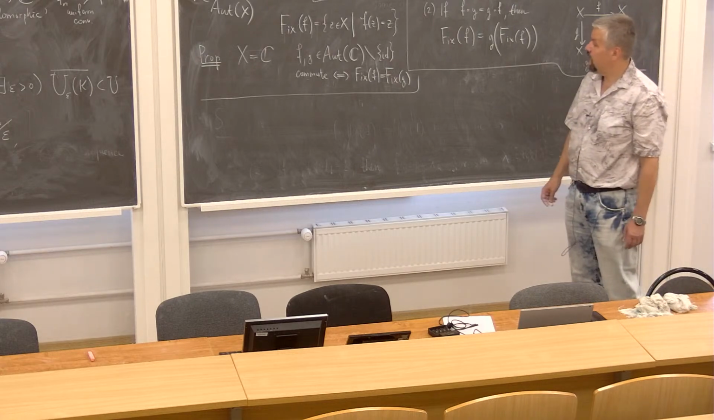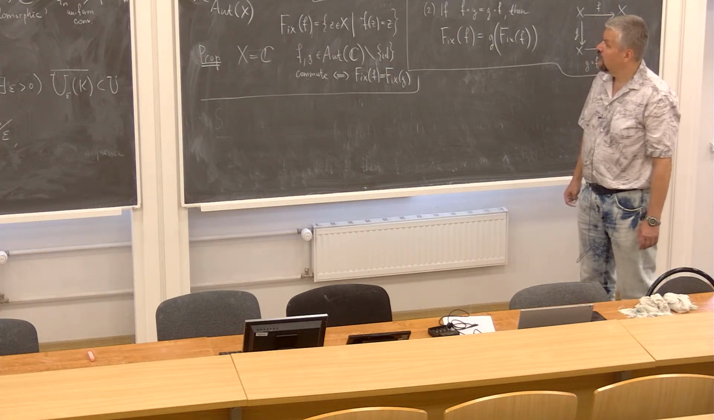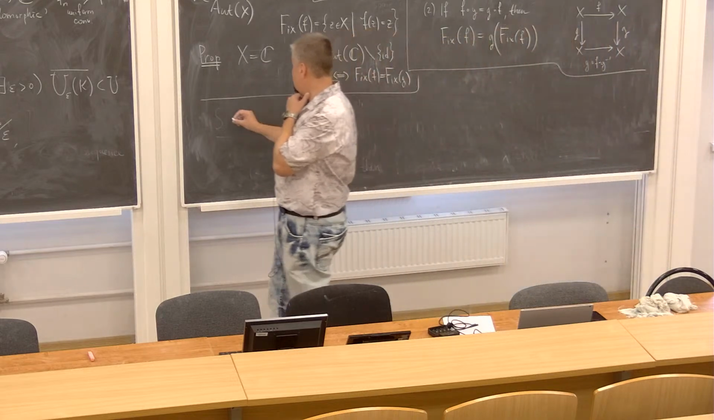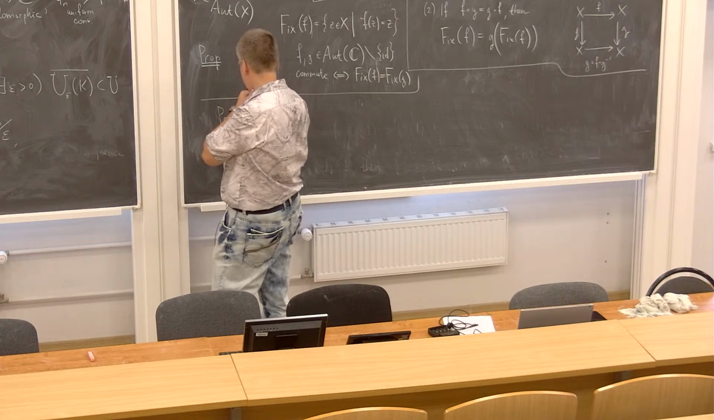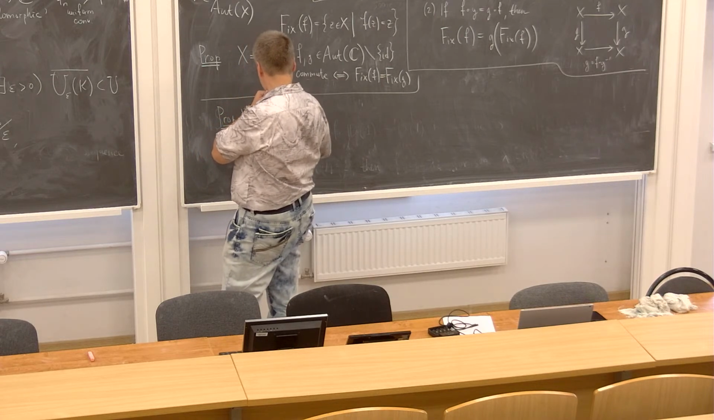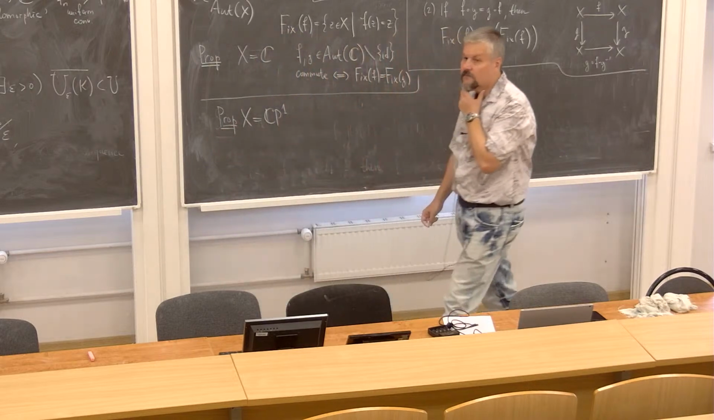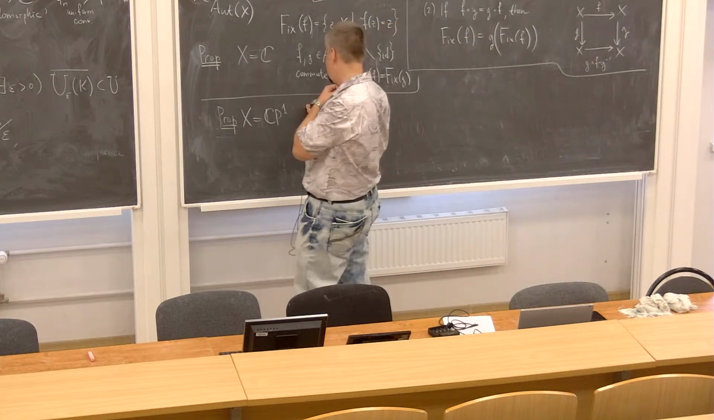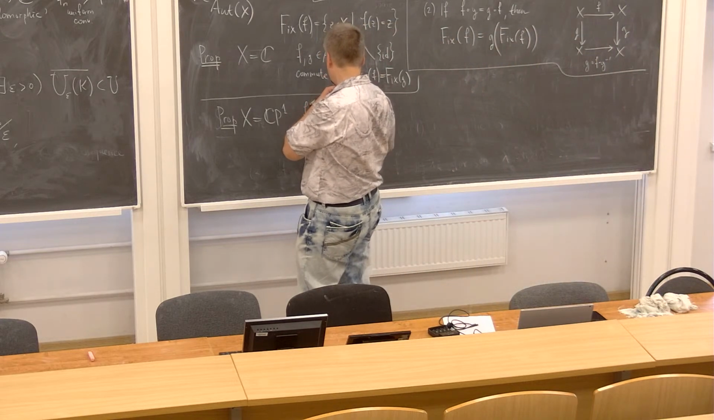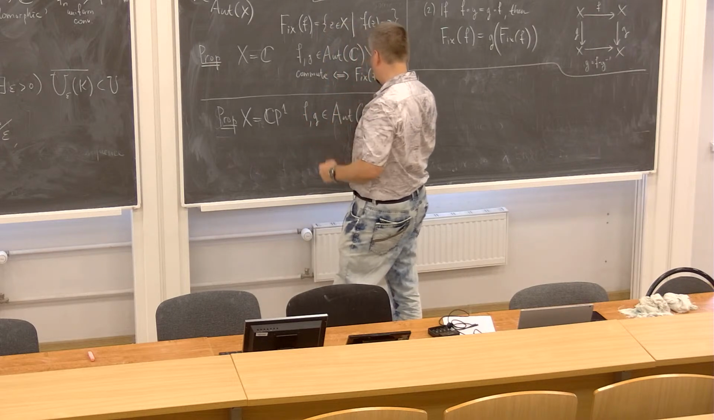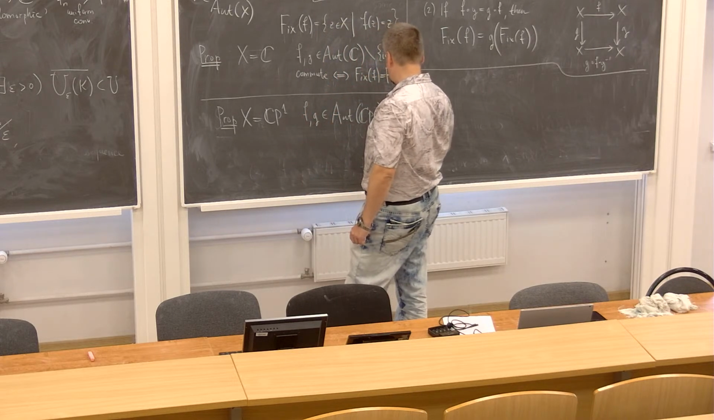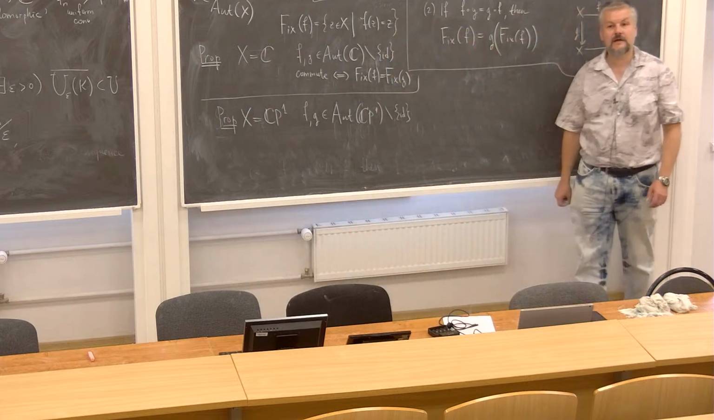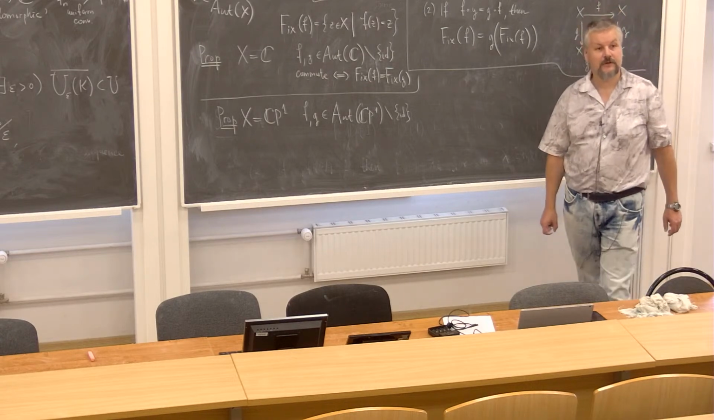Okay, let's consider the Riemann sphere. So this is another proposition. X is the Riemann sphere. In this case, again, we consider F and G, which are automorphisms of the Riemann sphere, but not the identity. Then any automorphism has either one or two fixed points.